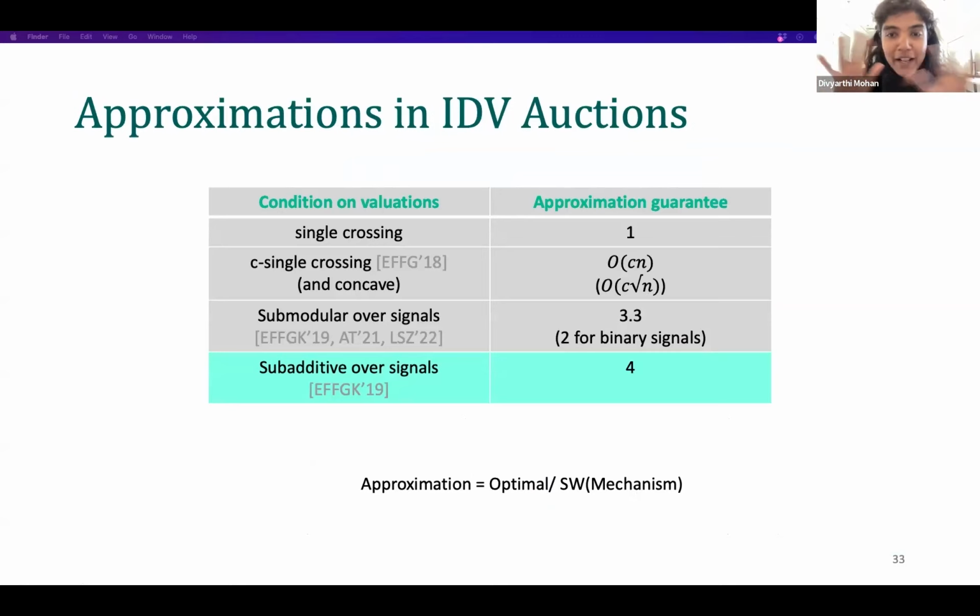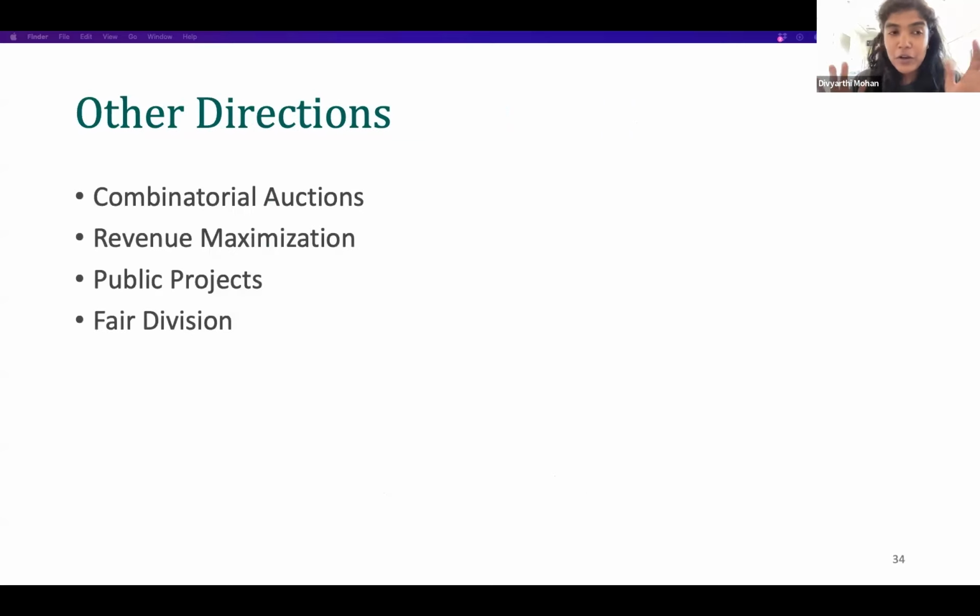Cool. And with that, I'm actually going to wrap up. I hope I gave a sense of why approximations are interesting and important when we have the interdependent values model in the single item auction setting. And this has been studied a lot in other areas, from combinatorial auctions to revenue maximization, public project settings and fair division. Some of these are super recent works from the past 5 years. So if you're interested, check that out.